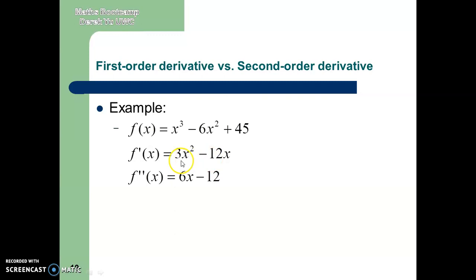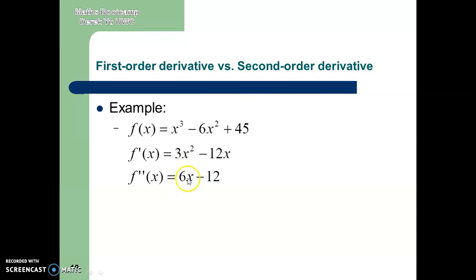First order derivative, 3x squared minus 12x. Then I differentiate it one more time to derive my second order derivative, 6x minus 12. Second order derivative, I repeat, gives us information about the shape of the function.